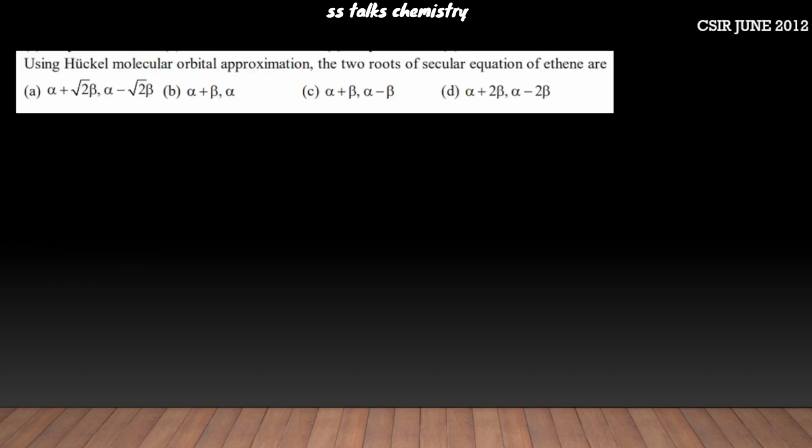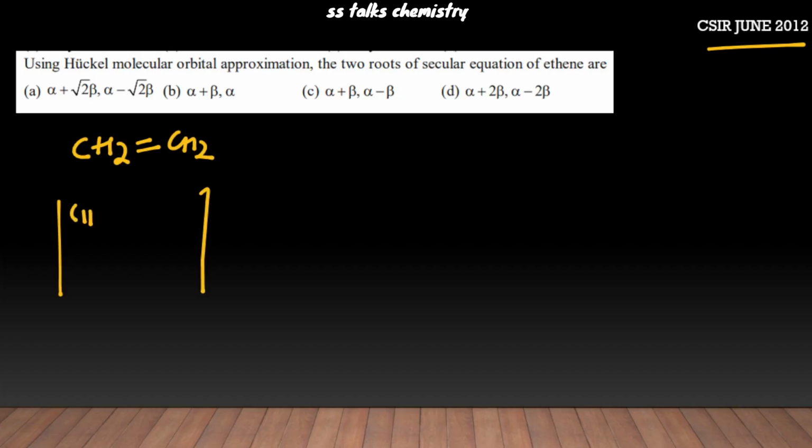Okay. Next, CSIR June 2012 again. Using the Huckel molecular orbital theory, the orbital approximation, the roots of the secular equation for ethene. So ethene is this one, CH2, CH2, right? So for this, the determinant that we write is going to look like this. It is C11, C12, C21, C22. This we equate to 0, right?